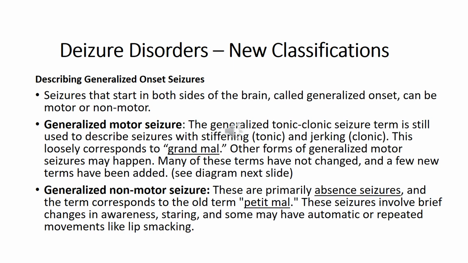Other forms of generalized motor seizures may happen. Many of these terms have not changed, and a few new terms have been added. Generalized non-motor seizure. These are primarily absence seizures, and the term corresponds to the old term petit mal. These seizures involve brief changes in awareness, staring, and some may have automatic or repeated movements like lip smacking.